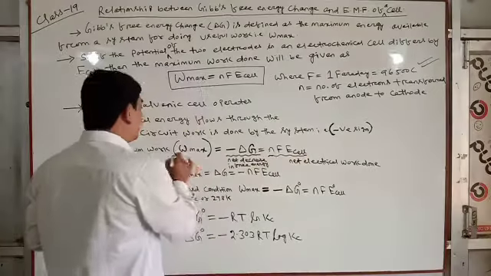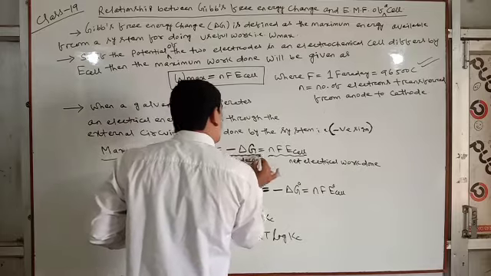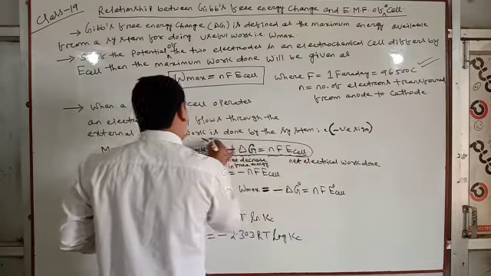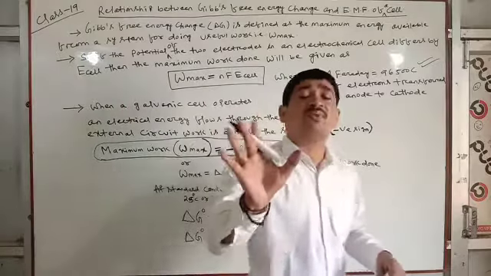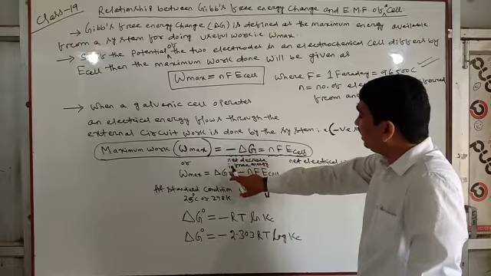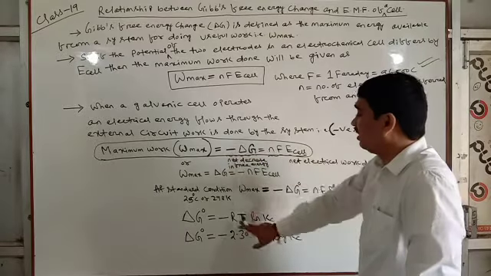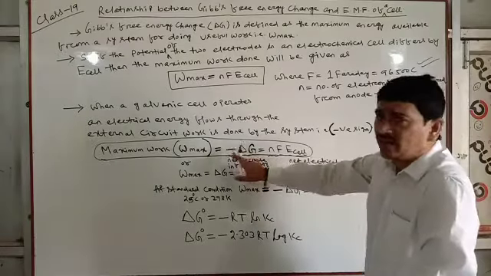So maximum work done equals this much. Maximum work done equals minus delta G, which is equal to nFE cell. This formula is needed to solve the problems. It is for a non-standard state, that is, any temperature and any concentration. But at standard condition, the formula can be represented differently.